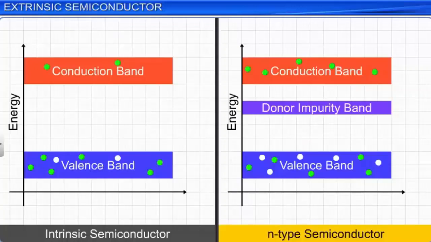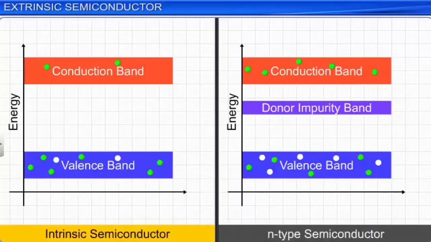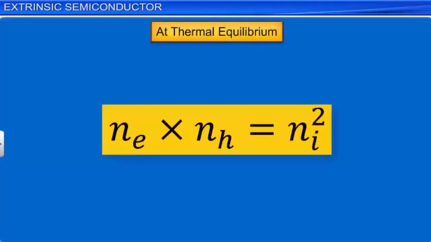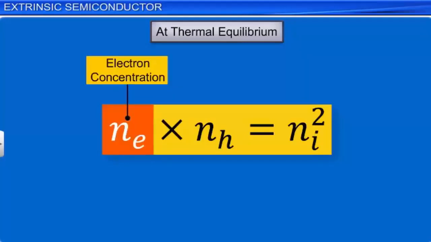It can be shown that at thermal equilibrium, Ne times Nh is equal to Ni squared. Here, Ne, Nh and Ni denote the concentration of electrons, holes and intrinsic carriers respectively. You will learn about the details of the equation at higher classes.